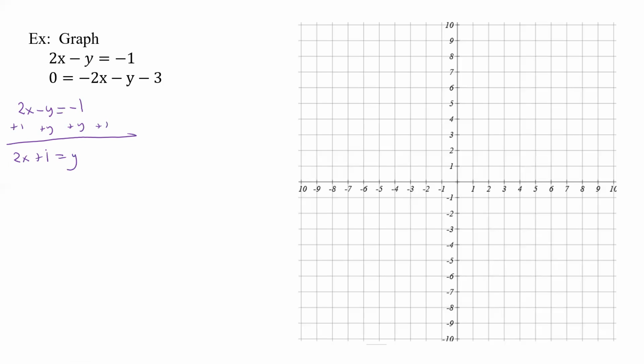And so now I have my intercept and my slope. And here, if I do this one, I have 0 equals minus 2x minus y minus 3. So I'll add y to both sides, and I get y equals minus 2x minus 3. So now I can plot points, 0, 1. Then I have a slope of 2 over 1. So I can go up 2, right 1, or I can go down 2, left 1. So I might take a couple more, so that way I have a little bit longer line I can try to follow.